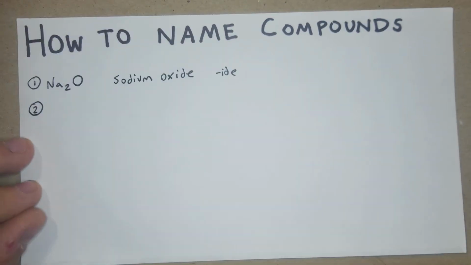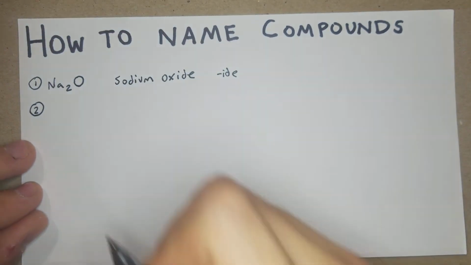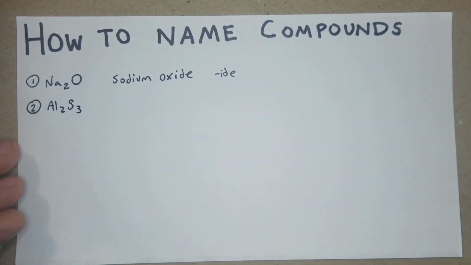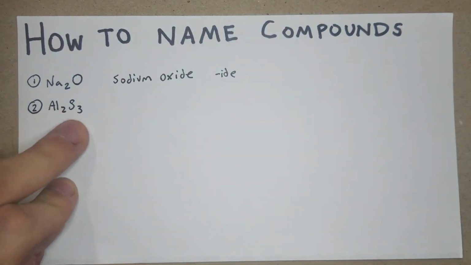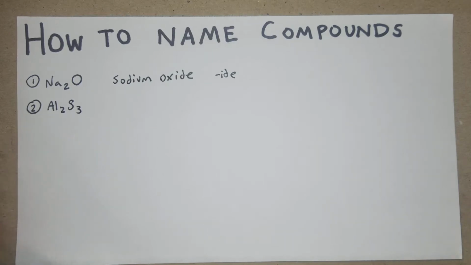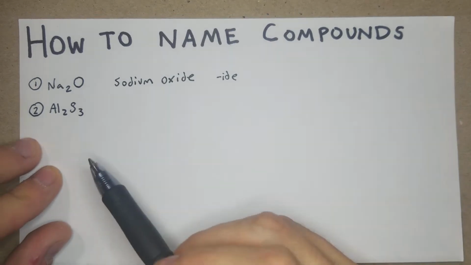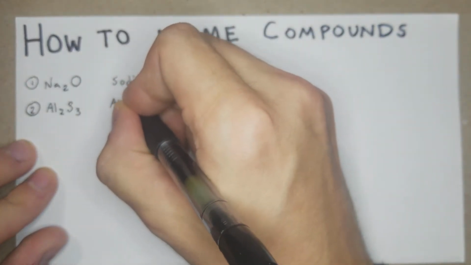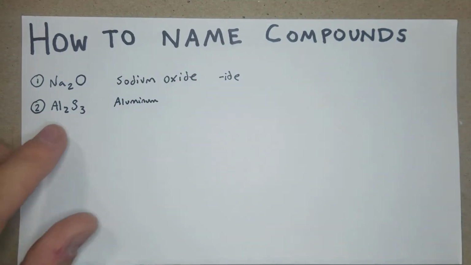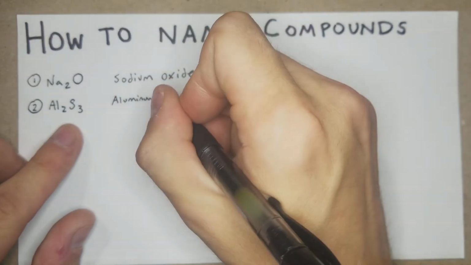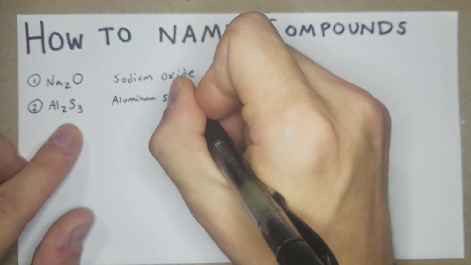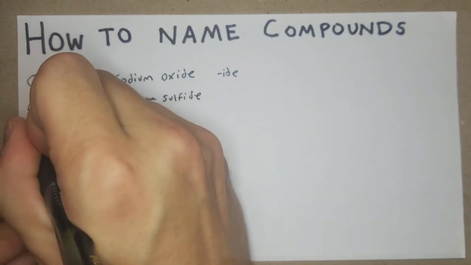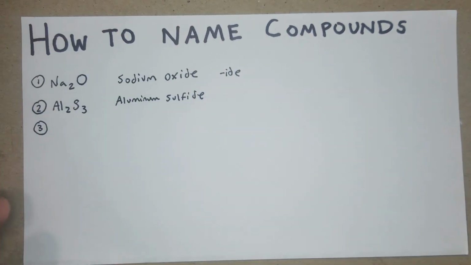So number 2, let's go for Al2S3. So 2 aluminums and 3 sulfurs. In this case, again, it's the same type of formula. There's a cation and anion. We're just going to name it with the first one, aluminum, and then we have sulfur. So instead of writing aluminum sulfur, we're going to write aluminum sulfide. So we just have that IDE there on the end. Those ones are pretty straightforward.